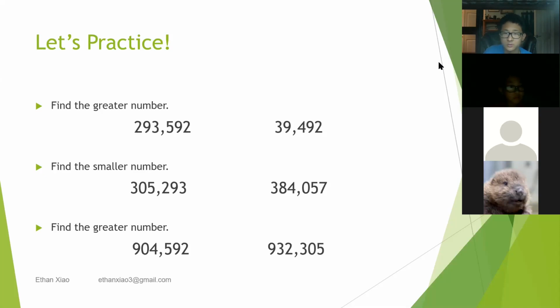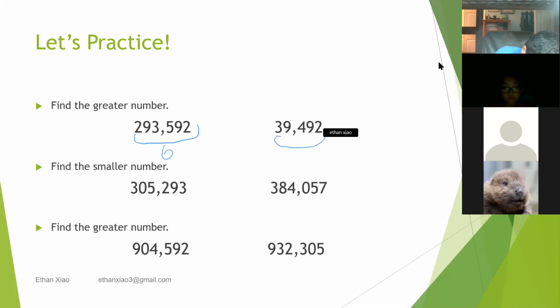So you guys should be done by now. So first one is this one. This one has 6 digits, while this one has 5 digits. So this one is greater than that one. For the second one, we find a smaller number instead, and some of you actually sent the wrong answer since you guys didn't read the problem correctly.